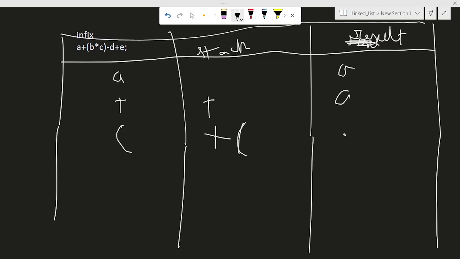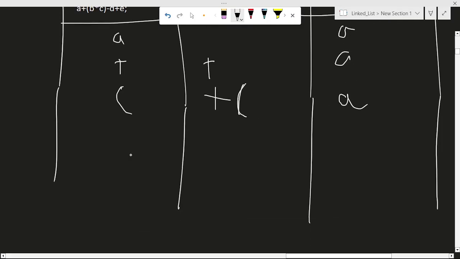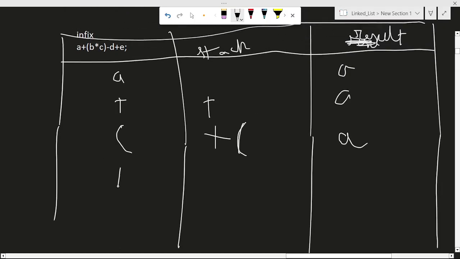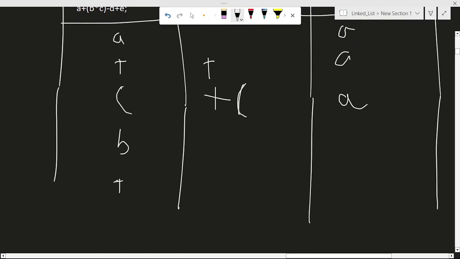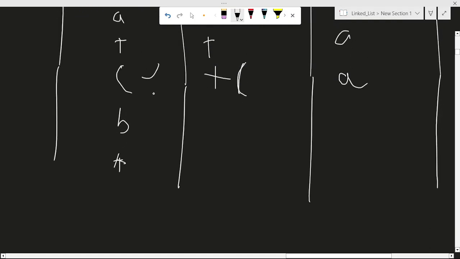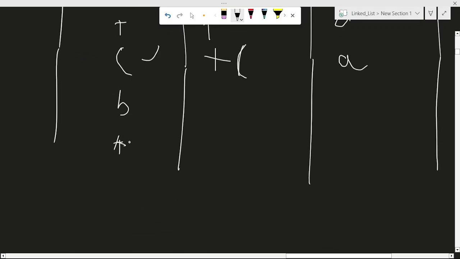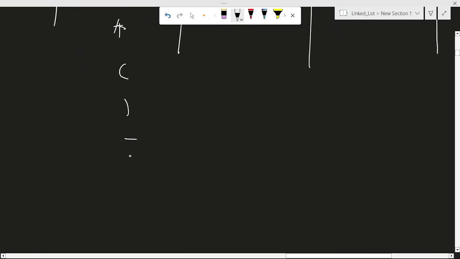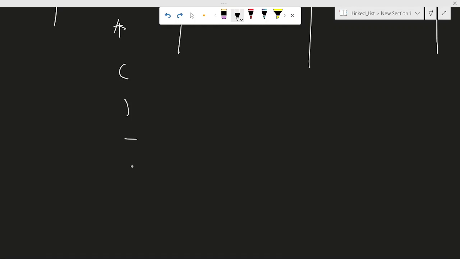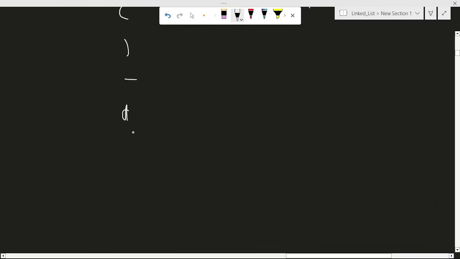Again, what is the result now? It is still A, right? Then what? B. Let me write whatever I have. This is actually a bracket, please don't forget, this is not C. Then I have C. So let me write all the characters that I have here: bracket, then minus, then D. Then I have plus. Then I have E.